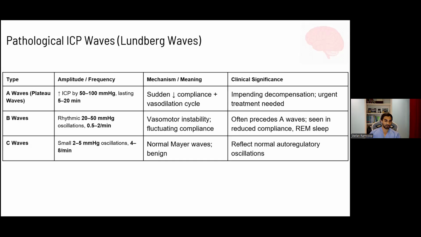And then you have your B waves, which are smaller rhythmic oscillations that are around 20 to 50 millimeters in amplitude, and they occur about 1 or 2 times per minute. And they represent vasomotor instability and an early reduction in compliance. You could often see them during REM sleep or as a precursor to A waves in deteriorating patients. And then you have C waves, which are small, high frequency oscillations, about 2 to 5 millimeters. And these are normal and they're related to Mayer waves, which reflect cyclic changes in your arterial blood pressure.